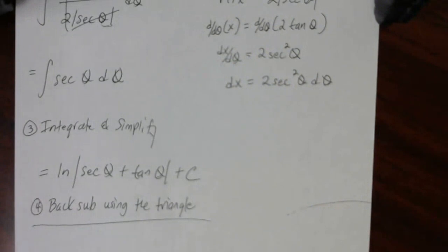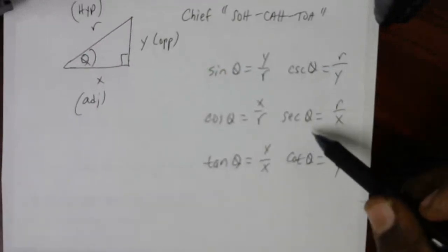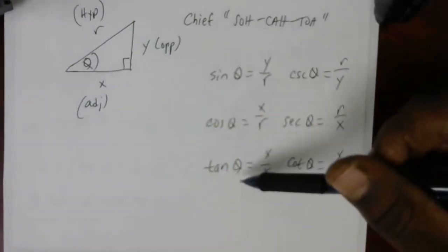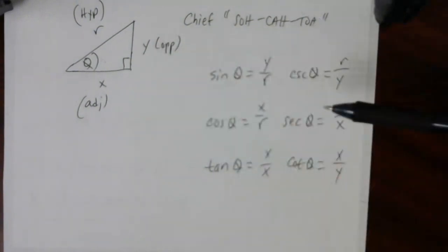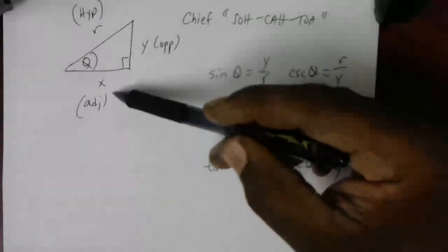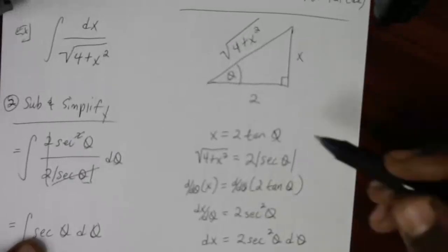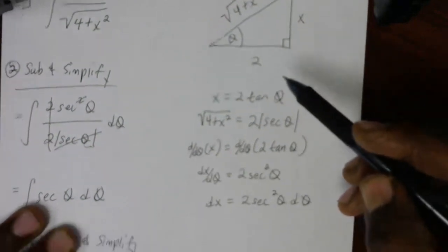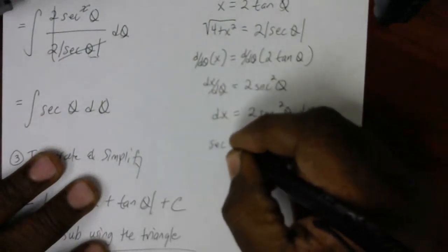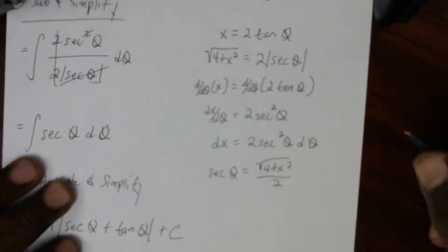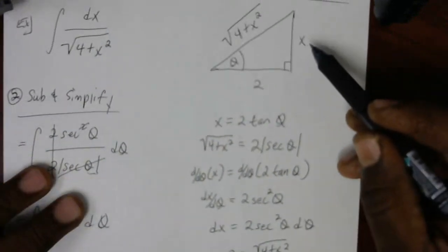So remember from our relationships, where are they? If I'm looking at the secant, I'm going to take the hypotenuse over the adjacent. If I'm trying to find the tangent, I'm going to take the opposite over the adjacent. So first we're asked to find the secant. So I'm going to take the hypotenuse, which is the square root of 4 plus x squared, over the adjacent, which is 2. I'm just going to write that out here. So the secant of theta is the square root of 4 plus x squared over 2. I'm also going to write out the tangent. The tangent is the opposite over the adjacent.